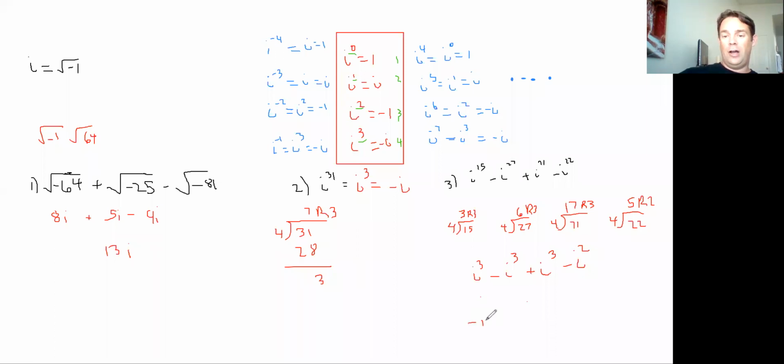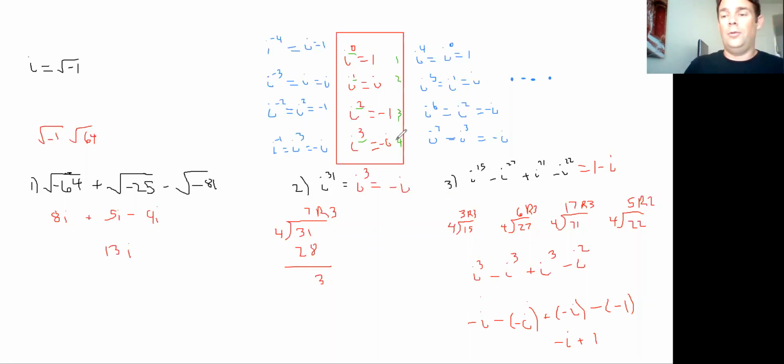So negative i minus a negative i plus a negative i minus a negative 1. When I combine all my like terms here, I have a negative i plus 1. Remember that when I write the point, the real number comes first. So it'd be 1 minus i. All right, so combine our like terms.